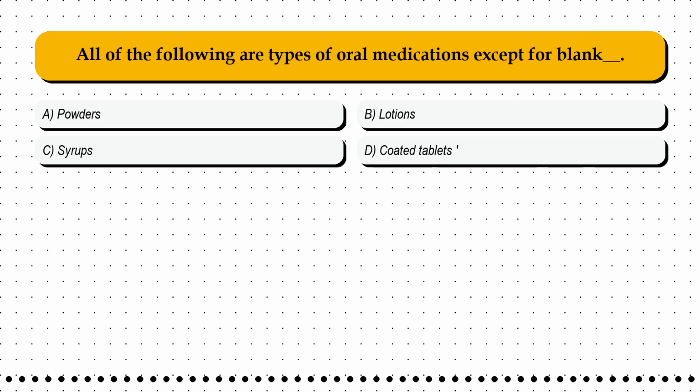Question 16. All of the following are types of oral medications except for blank blank. Option A. Powders. Option B. Lotions. Option C. Syrups. Option D. Coated tablets.